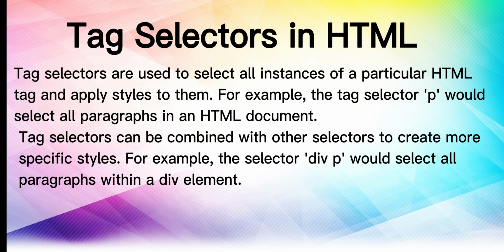Tag selectors in HTML. Tag selectors are used to select all instances of a particular HTML tag and apply styles to them. For example, the tag selector p would select all paragraphs in an HTML document.